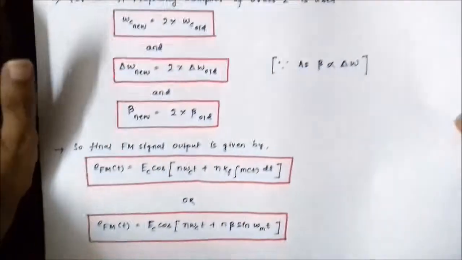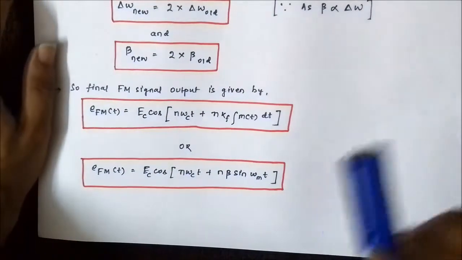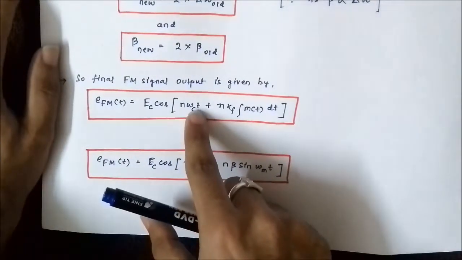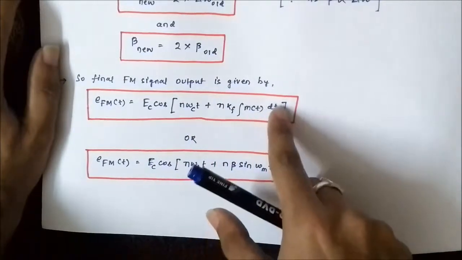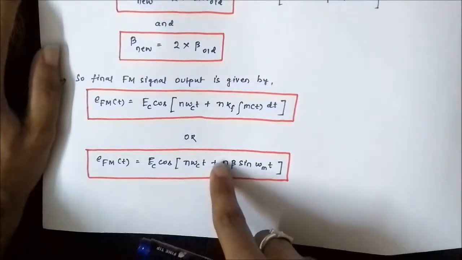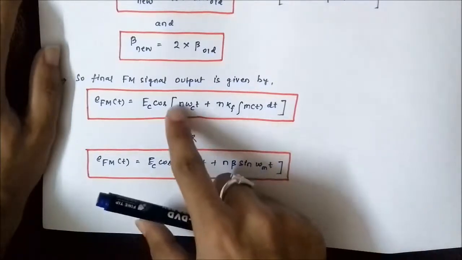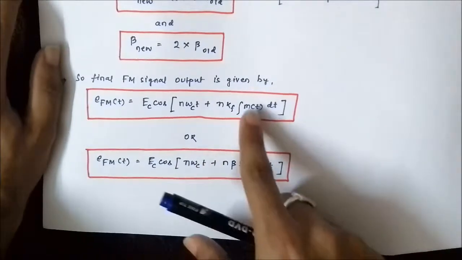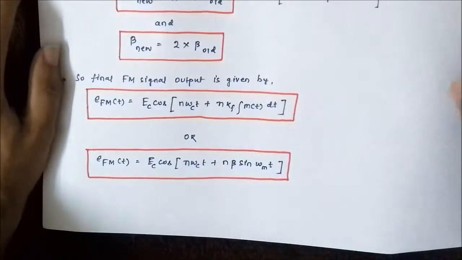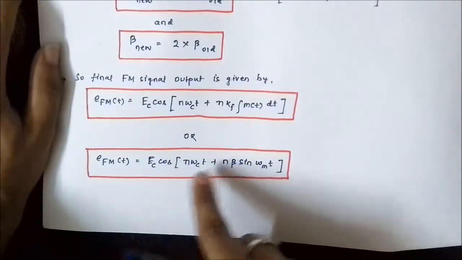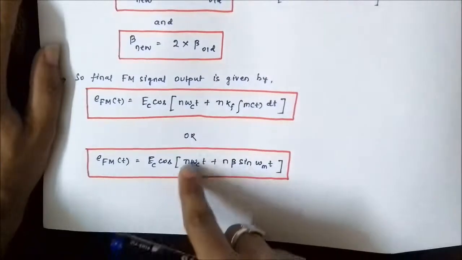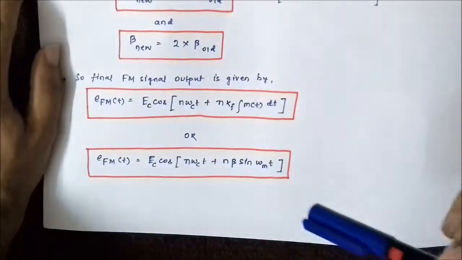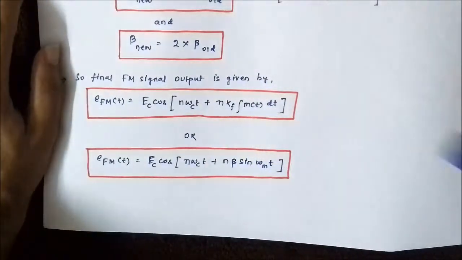So we get the final wideband frequency modulated signal output as Ec cos(nωct + n kf ∫m(t)dt), or Ec cos(nωct + nβ sin ωmt). Note here that the factor n gets multiplied with each of the terms, the carrier frequency part and also the integration of the message signal part. In both parts we see the constant n being multiplied. So this is the wideband frequency modulated signal output, which is the output of the frequency multiplier.